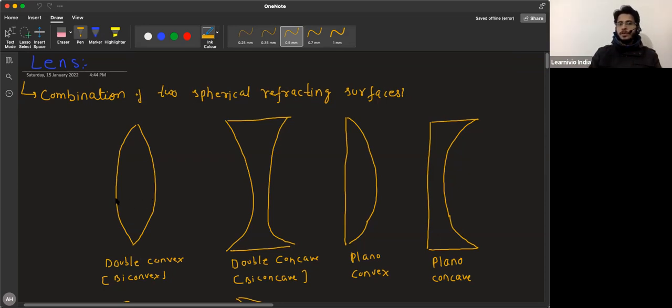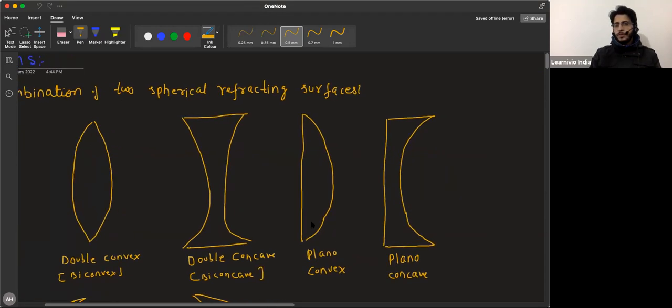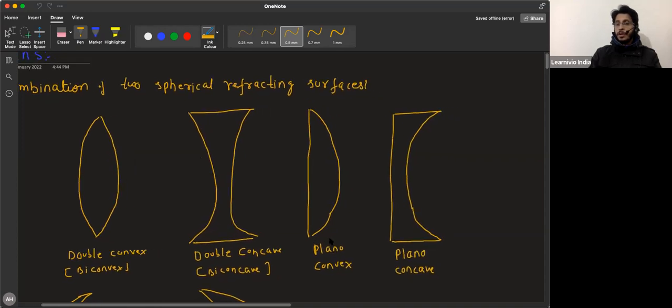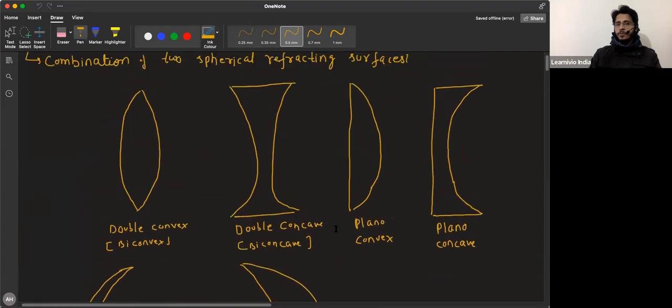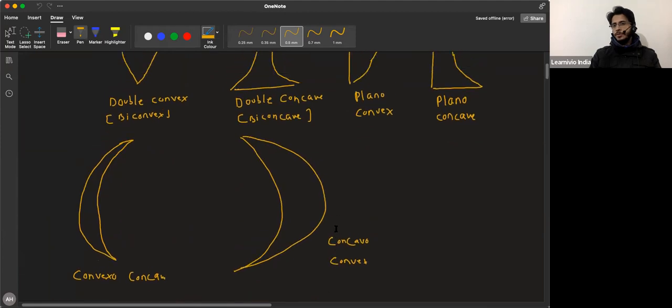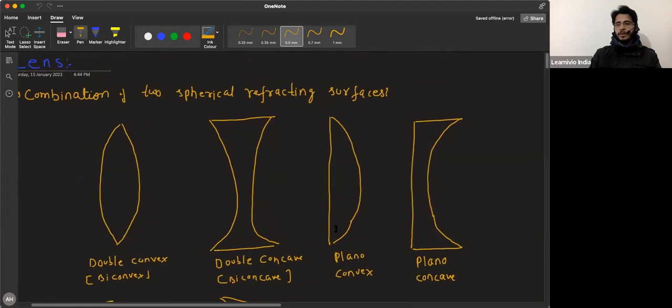If both the surfaces are convex, you will get a double convex lens, or we call it biconvex also. If both the surfaces are concave, then we get a double concave lens or biconcave also. If one is plane, another is convex, then we call it plano-convex lens. One is plane, another is concave, we call it plano-concave. If one is convex, another is concave, we call it convexo-concave. If one is concave, another is convex, we call it concavo-convex. So these are the six types of lenses we have. Write it.